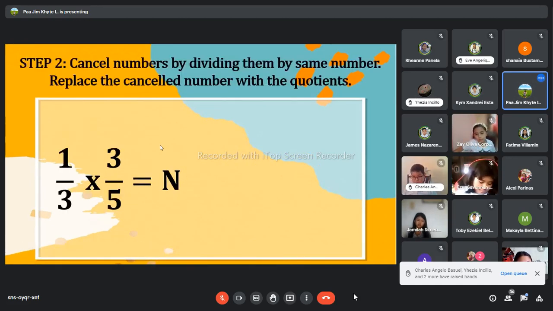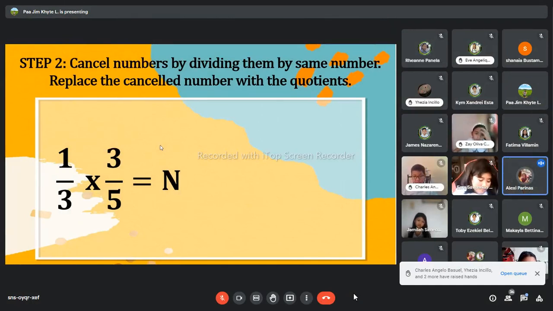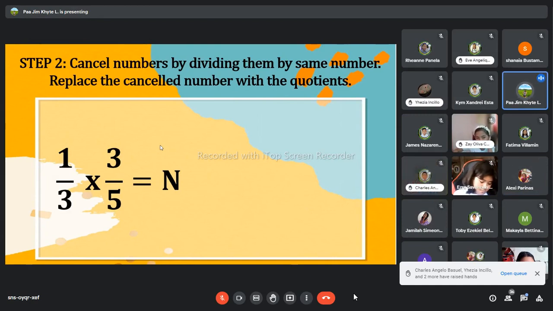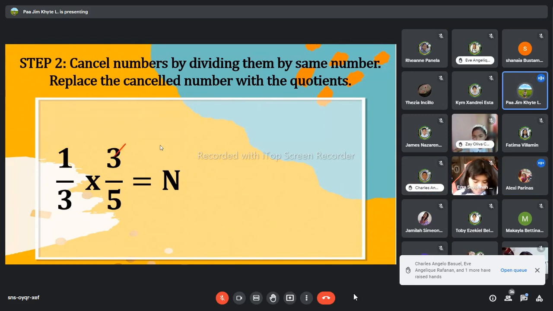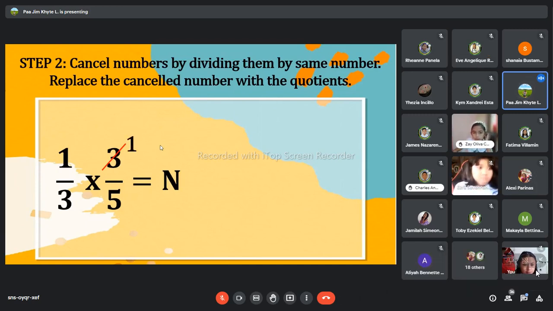Kindly read the next step. Alexi? Cancel numbers by dividing them by same number. Replace the cancelled number with the quotients. You're right. Since we find that 3 are the same numerator and denominator and can be divided by the same number, we will cancel 3. So 3 divided by 3 is equals to 1. And we will write 1.